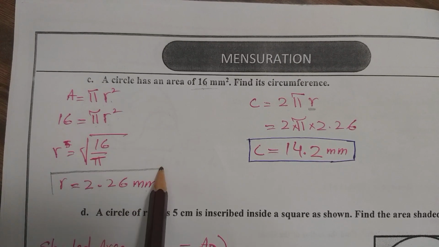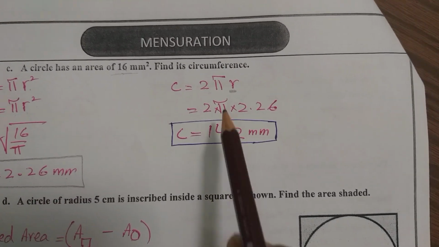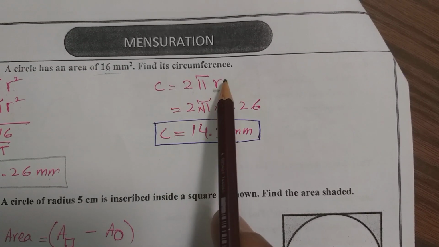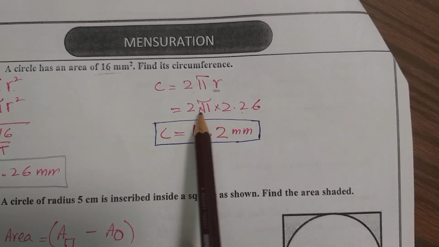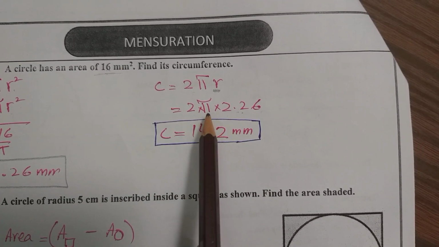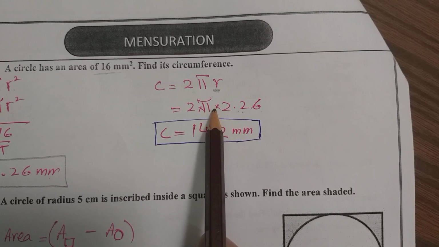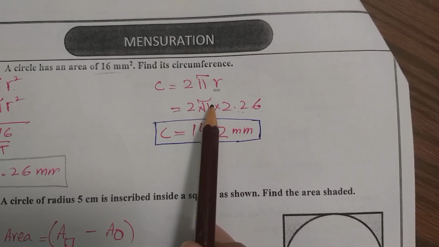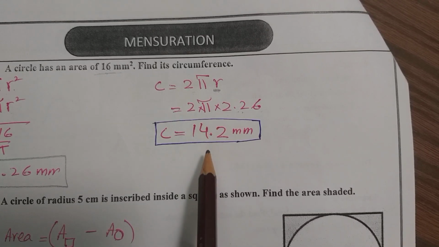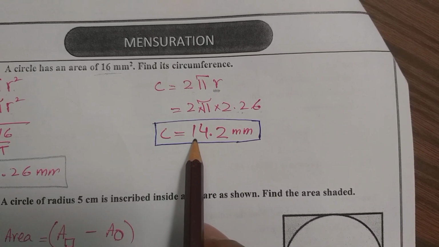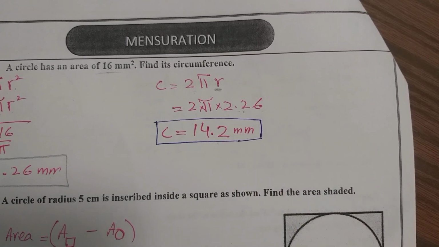Now take this value and substitute it in the formula of the circumference, which is 2 pi r, where r equals 2.26. Simplify, and you will find the answer. You can use pi from the calculator, or if the question doesn't mention it, you can use 3.142. This gives us the solution: circumference is 14.2 millimeter.